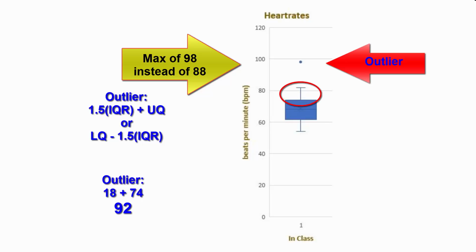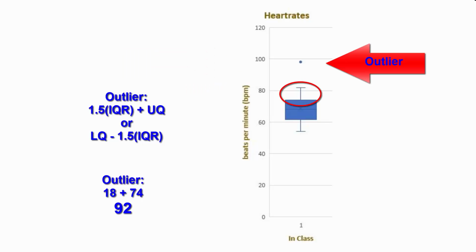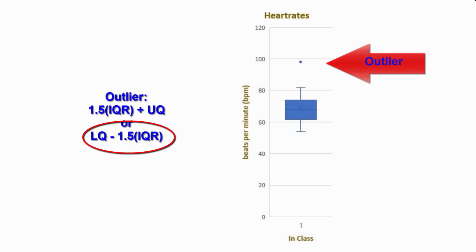The whisker would extend to the highest score that is not an outlier, and then a dot is placed where the outlier exists. A large set of data may have a few dots, one for each outlier. To check for outliers on the lower end, again multiply the IQR of 12 by 1.5, once again getting 18, and subtract this from the lower quartile of 62. This implies that any score below 44 would be an outlier. Now the lowest score in our data set is 54, thus we have no outliers on the low end.